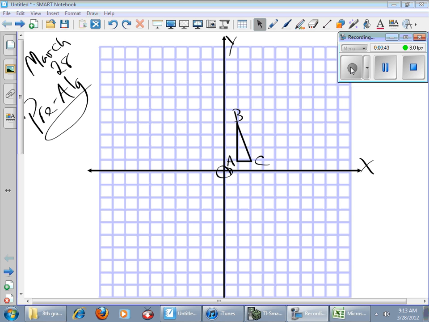Now there's two types of dilations. We can have a scale factor of a whole number like 2, in which the shape will get larger, or we could have a scale factor of say 1/3 where it'll get smaller. Okay, I'm going to do it both ways for each type.